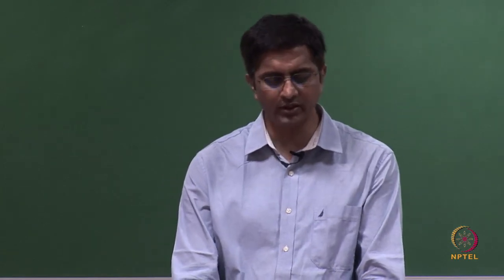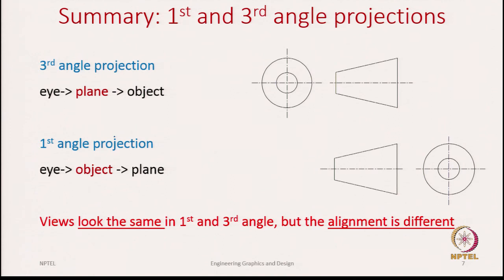So, in summary, what did we learn in this lecture? We said for a third angle projection we have the plane in the middle, and we also said that this is the symbol we use for the third angle projection, where the concentric circles are placed to the left of the trapezium. However, in the first angle projection things become a little counterintuitive. We have the object in the middle and we have the left side view placed to the right and the top view placed to the bottom, which are counterintuitive, but over time you will get used to it. So, for example, these are the symbols we use for the first angle projection.